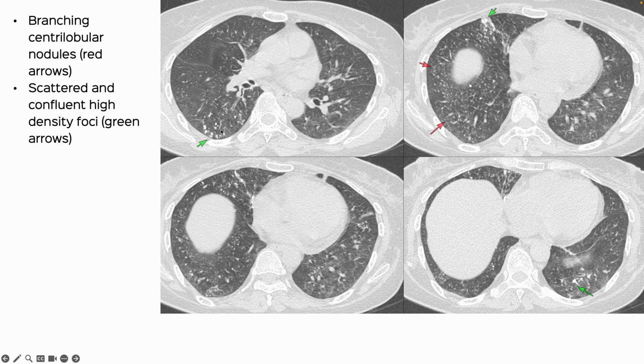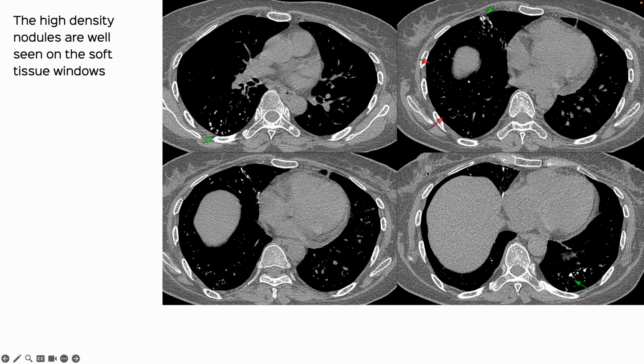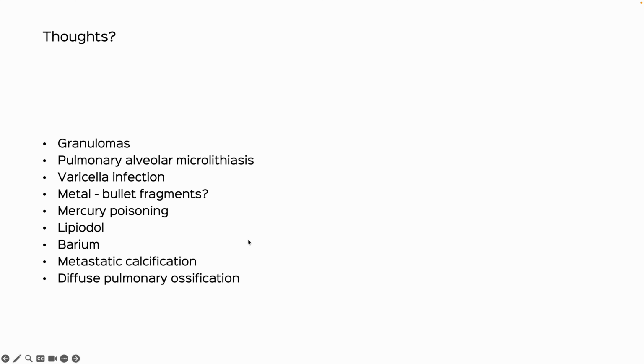But there were also these high density foci that were clustered mainly within the lower lobes. And you can see them with green arrows here. And if you look at the soft tissue images, these are much better appreciated. And the question is, what is the cause? And there's a long, long list.